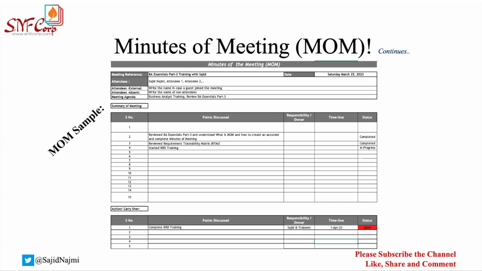Key points that we have discussed. So I've written serial number. If you want, you can remove that section. It is completely up to you how you use it. And then you will start writing key points. So what are the key points we may have discussed today in this meeting?